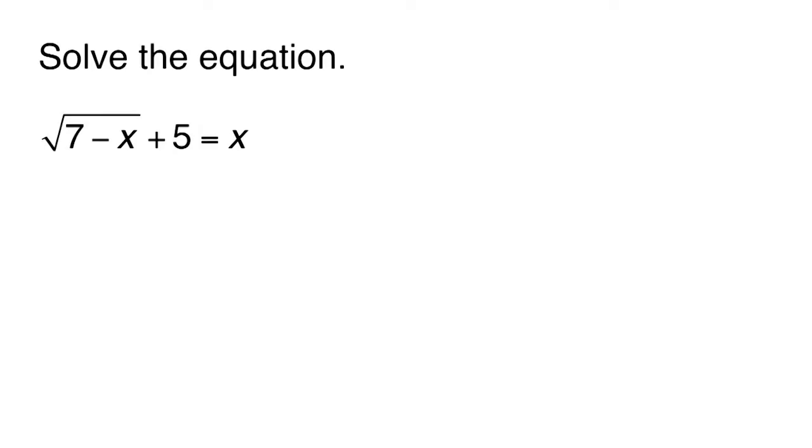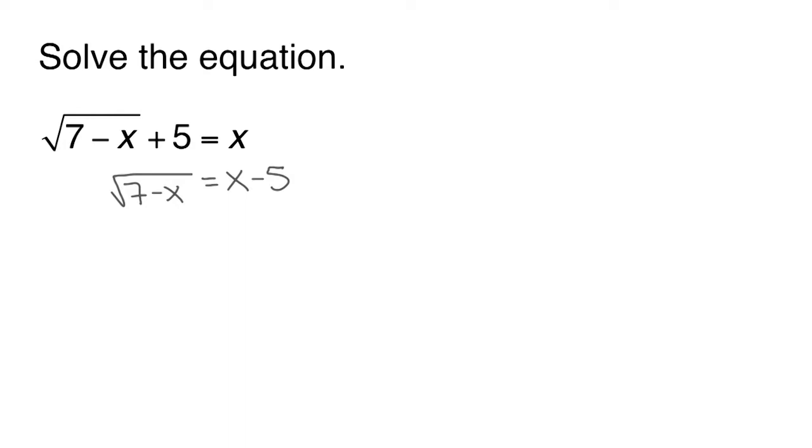Solve the equation. The square root of the quantity 7 minus x plus 5 is equal to x. To solve this equation, we first need to isolate the radical on one side of the equation. So we'll subtract 5 from both sides. We have the square root of 7 minus x is equal to x minus 5.